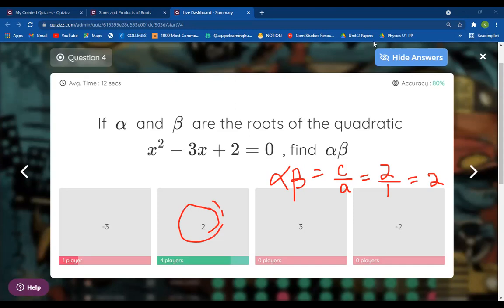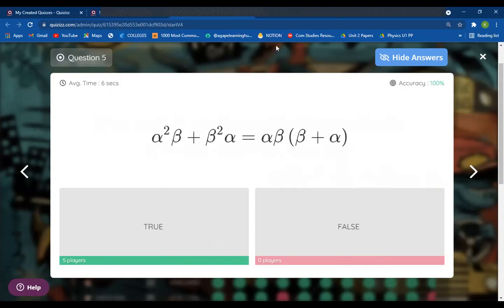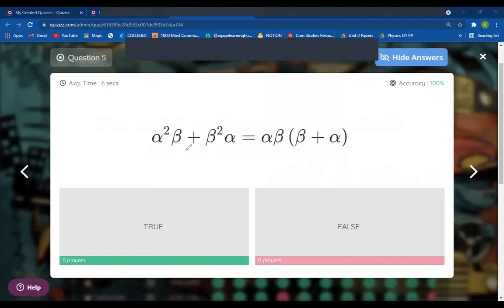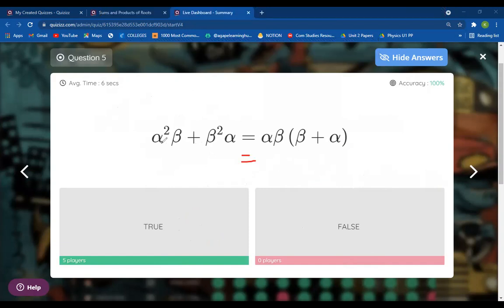Okay. Sorry, if you were writing that down. Alpha squared beta plus beta squared alpha is equal to alpha beta times beta plus alpha. Why? This is just like factorization. I look at what I have in common. I have alpha and I have beta in common. If I take out the alpha here and a beta here, I'll remain with, what am I doing?